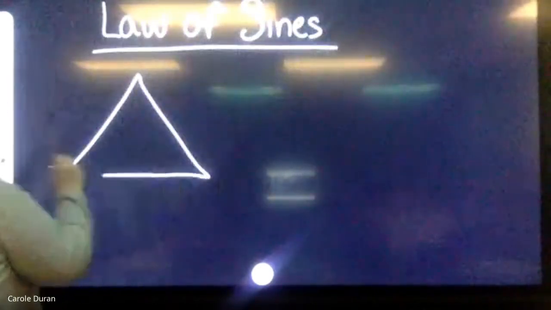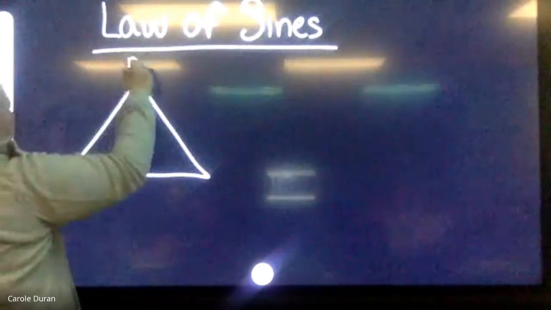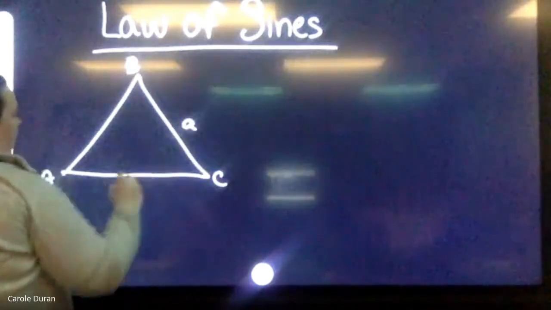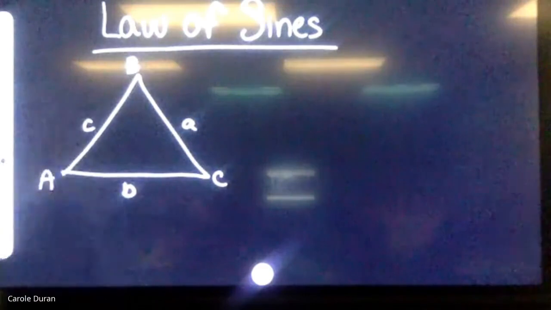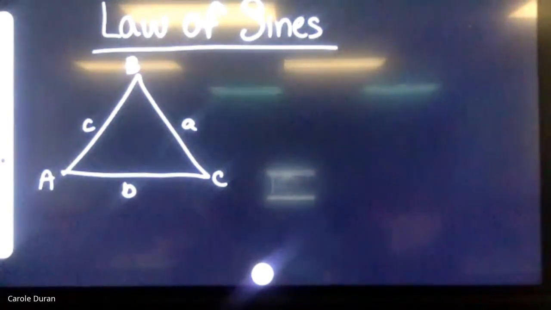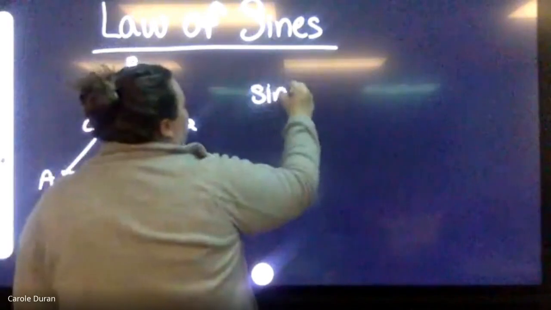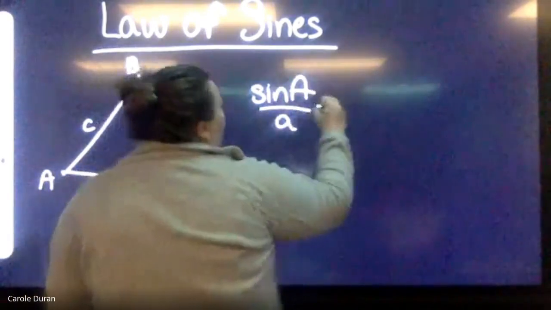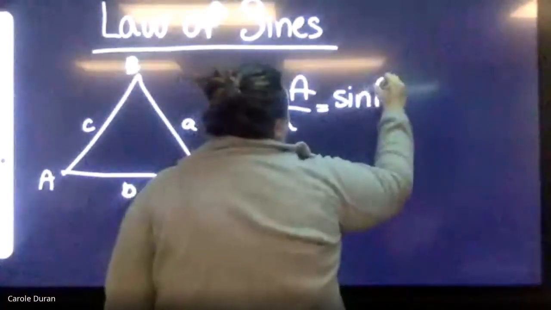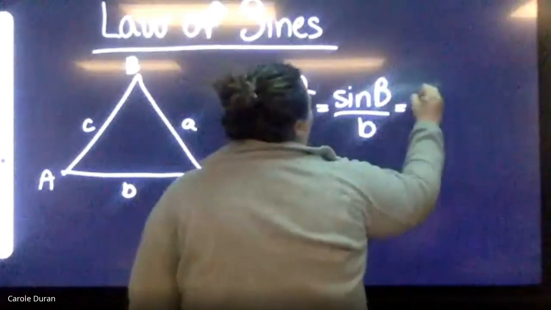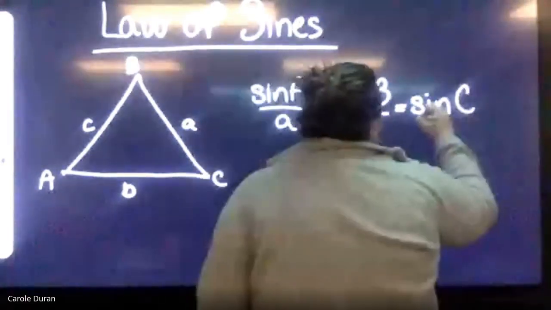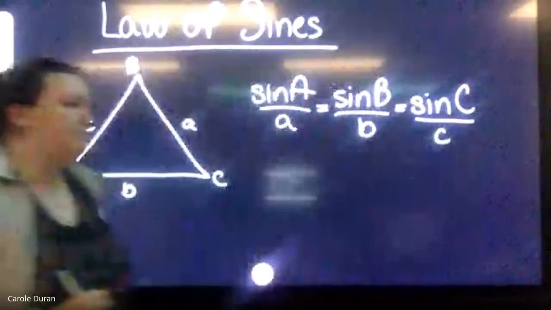So law of sines says given any non-right triangle, so for example this one, where my angles are A, B, and C, and my sides are also little a, little b, and little c, then the proportionality of the angles and the sides should be equal for each set. So law of sines says that sine of angle A over side a is going to be equal to sine of angle B over side b, which is also equal to sine of angle C over side c.